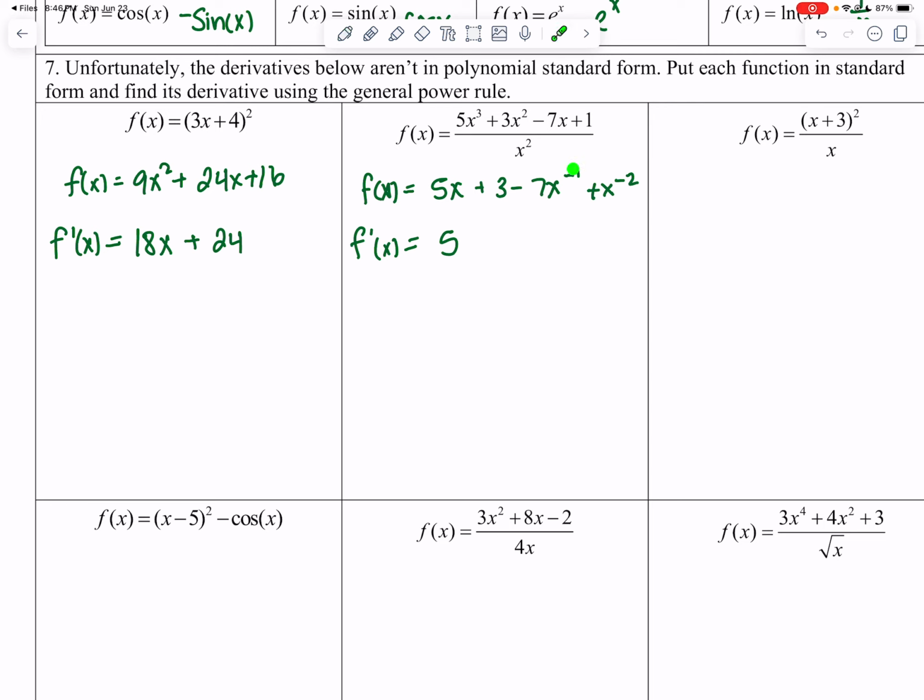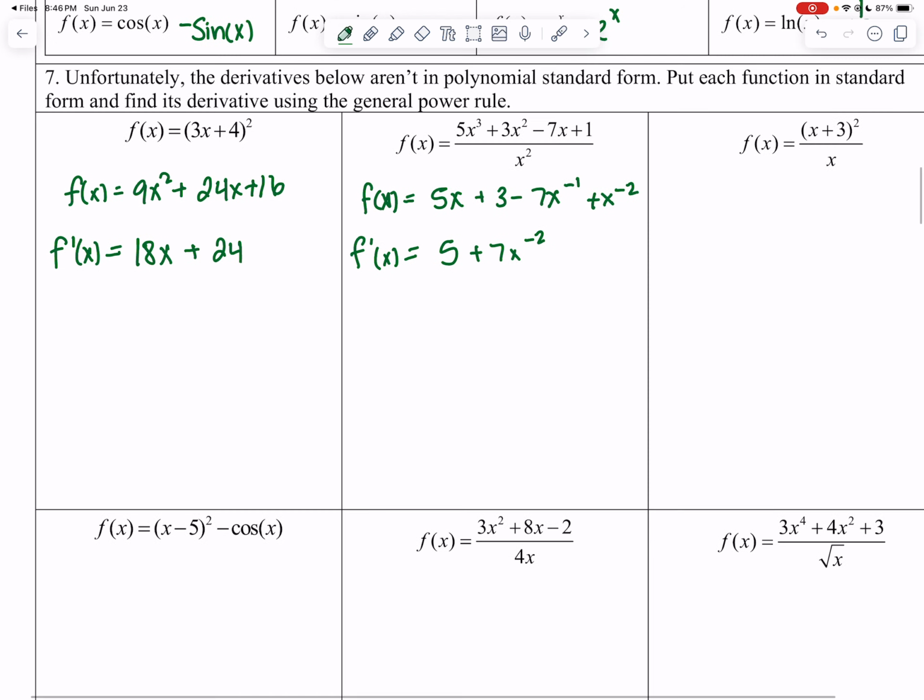Here I'm going to multiply my exponent with the negative 7, so that becomes a positive 7. And then I'm going to subtract my exponent. If I subtract my exponent, I'm going to get negative 2. Likewise here, I'm going to multiply negative 2 with my coefficient. That's going to be negative 2, and then I'm going to subtract 1. That gives me negative 3.